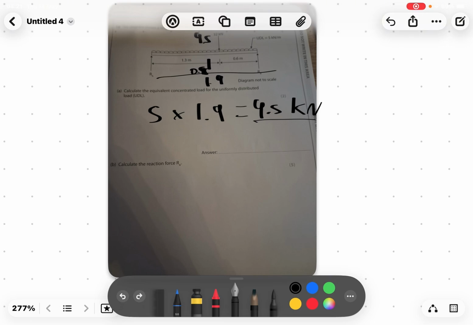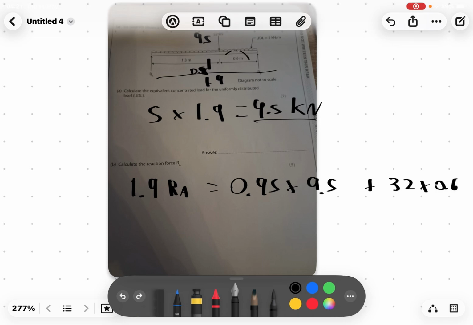After that, part B, what is the force at RA? So we recognize the moment, central. Basically the way we calculate it is that 19 RA is equal to 0.95 times 9.5, because that's what that force is, plus 32 times 0.6, because that's what this force is and where it's located. You might think, why are we doing 0.6 if it's supposed to be here? Basically the mentality is when you work out RA, you're thinking about RB, because they're opposite to each other.